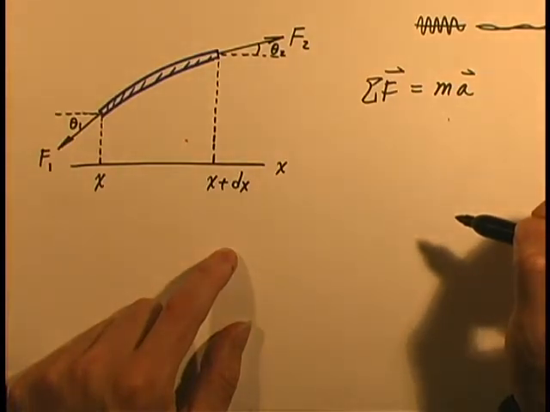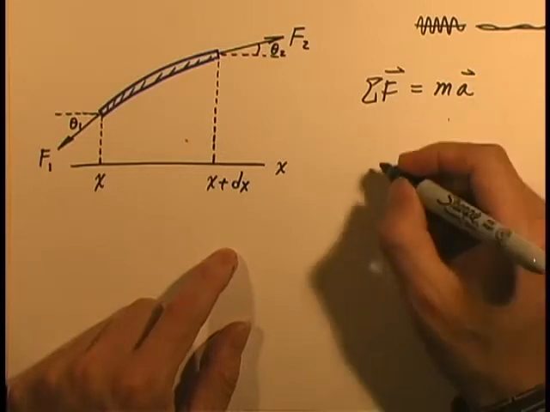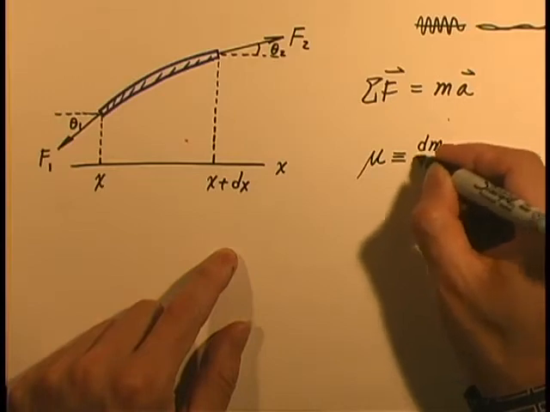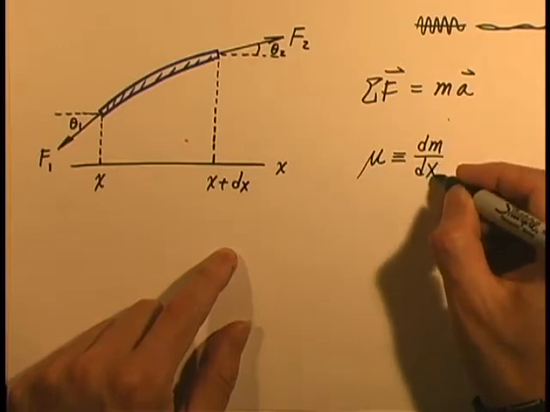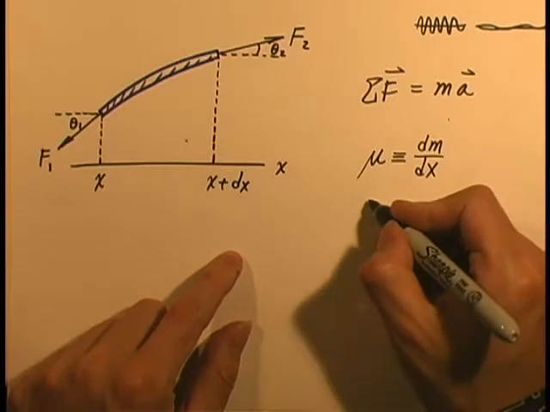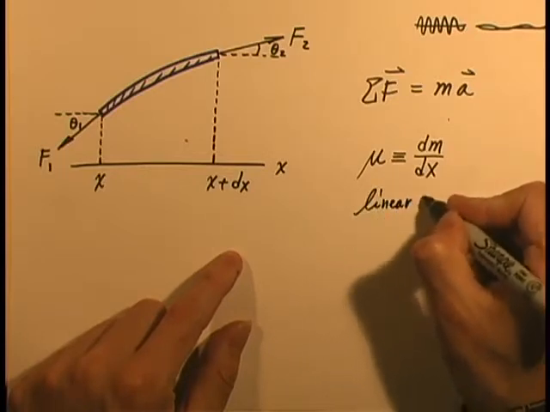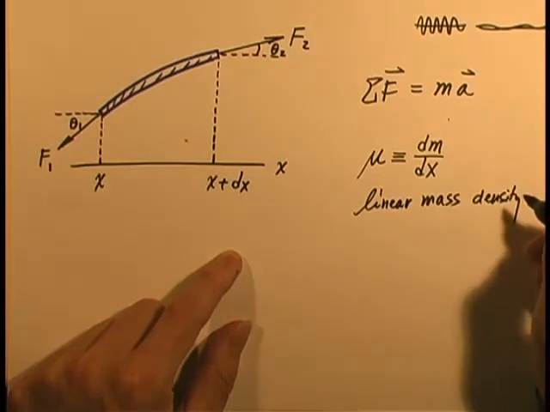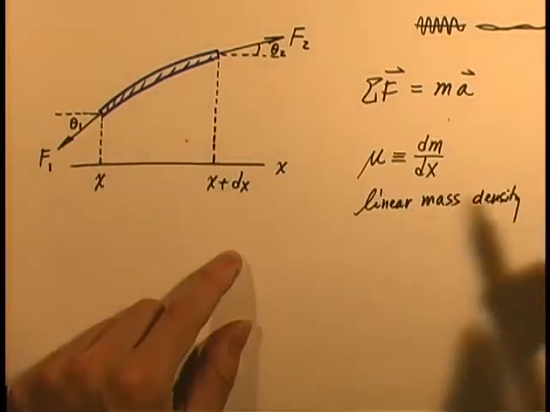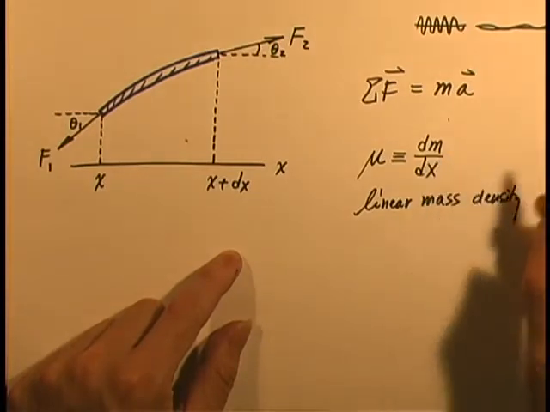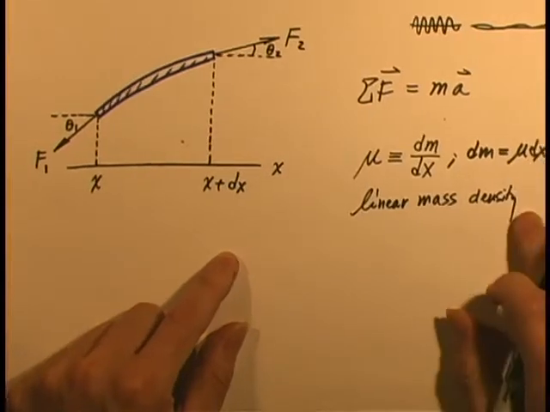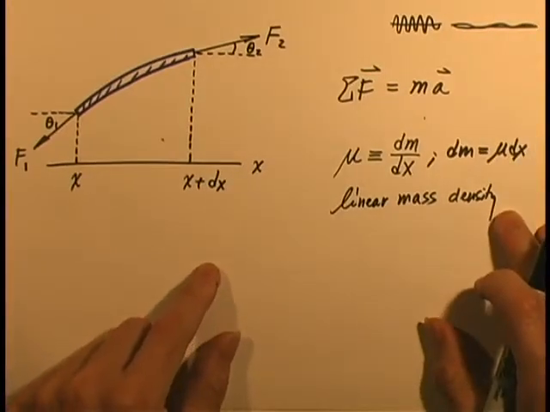Let's say this string is such that per unit length, the mass is mu. So let's introduce a concept mu. It is defined as dm over dx. Mass per unit length. We give it a name. We call it linear mass density. Then from here to there, what is the mass? Well, you can solve for it. So dm equals mu dx. Mu dx. So that's dm.